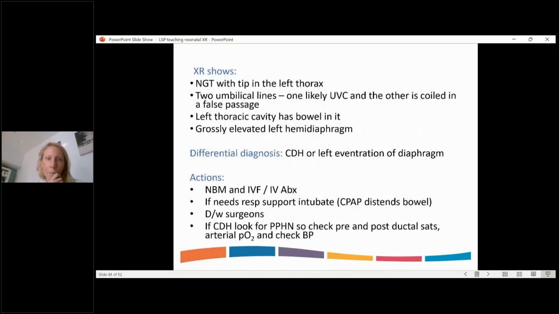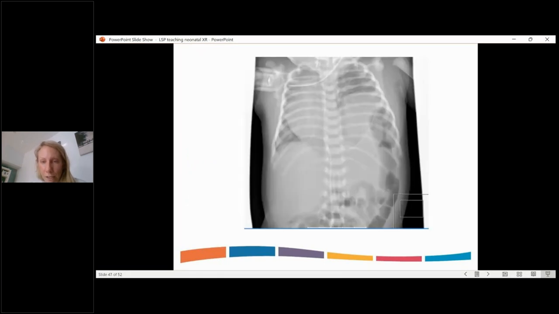So we've got a congenital diaphragmatic hernia, or the differential is a left eventration of the diaphragm, which may be more likely for two reasons. One, the diaphragm is almost continuous, whereas in a diaphragmatic hernia, you tend to obviously have a gap in the diaphragm, and that's why the bowel's gone up. Whereas this looks more like the bowel is staying beneath the diaphragm, but the whole diaphragm has risen up into the hemithorax. And although this baby is intubated, they're relatively well, whereas babies with diaphragmatic hernias you would expect to be more unwell.